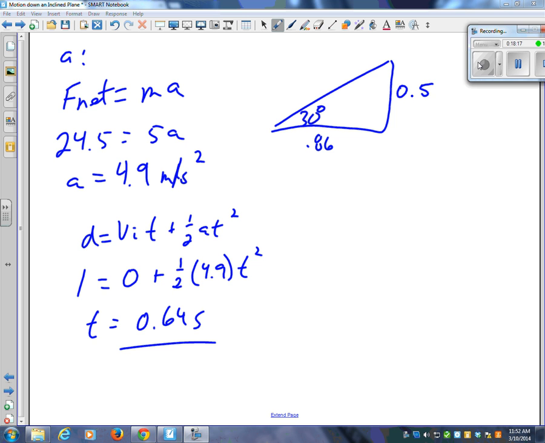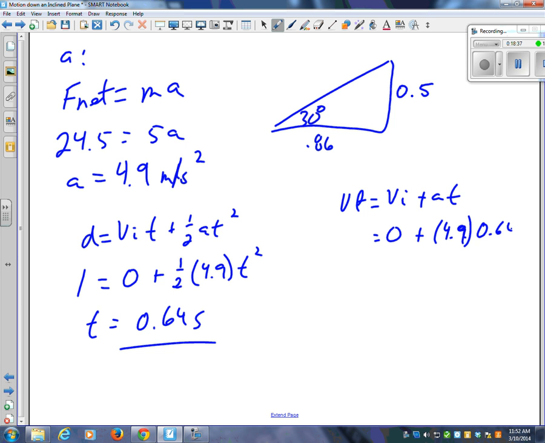What's the velocity at the bottom of the ramp? That was the other thing to find. Vf equals vi plus at. Initial velocity is 0. Acceleration, 4.9. Final velocity, 4.9 times 0.64. So this thing's going about 3.14 meters per second when it gets to the bottom. So it's going to take less than a second to get there.